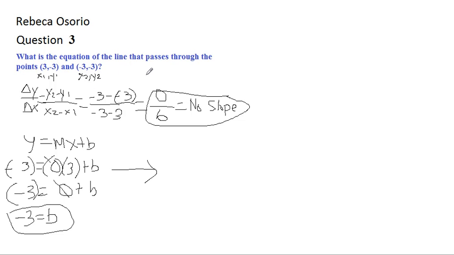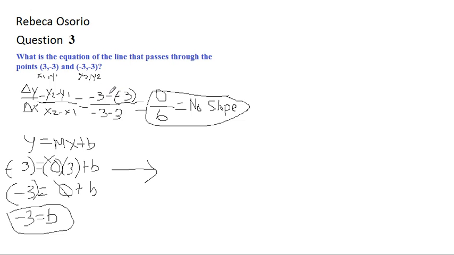Now it doesn't really matter which one you label x1, y1 or x2, y2, as long as the x1 and y1 are together and the x2 and y2 are together. So here I wrote out the formula: change in y over change in x equals y2 minus y1 over x2 minus x1. So here I wrote in the values for the variables. So y2 is -3 minus y1, which is -3. So it's -3 minus -3.